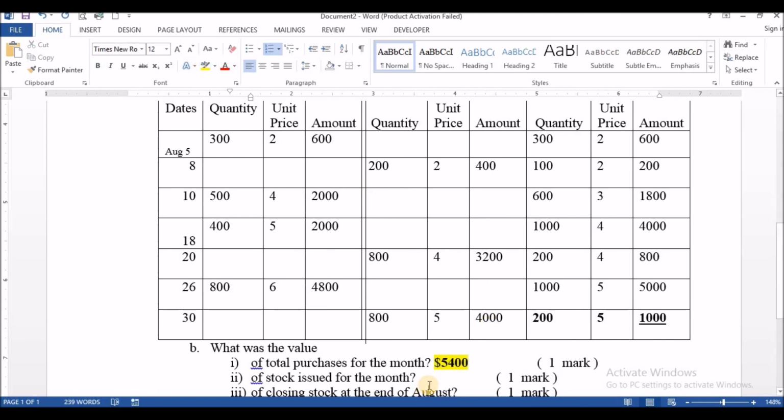Value of stock issued, same thing. Add up this column. So that's 4 plus 3,200, 7,200 plus 400, 7,600. It's just that this amount would not be used in your trading profit and loss, because for your trading profit and loss you would need the selling price. So this now 7,600.